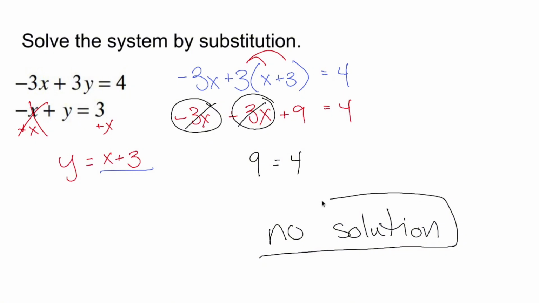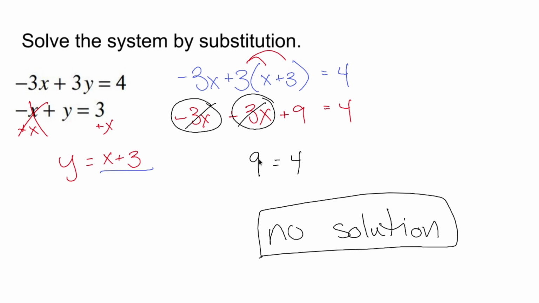Now, in this problem, if I were to solve both of these for y and graph them, I'm going to end up with parallel lines. And parallel lines don't intersect, which means there's no point where both of these will meet. Both of these guys are never going to meet up anywhere, so there's no solution. This is a special case problem.